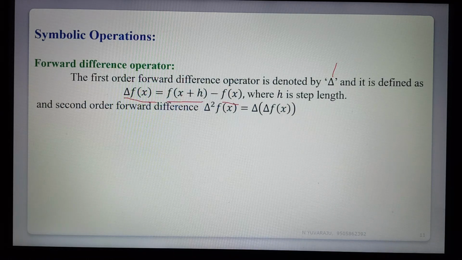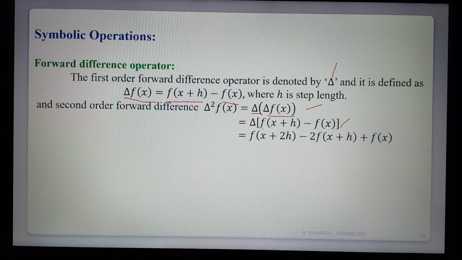Similarly, the second order is the difference between first order differences, that is del square f of x is equal to del of del f of x. Del f of x plus h means the next value, x plus 2h, that is f of x plus 2h minus f of x plus h. Similarly del f of x is f of x plus h minus f of x. Adding, we get f of x plus 2h minus 2 into f of x plus h plus f of x. This is the second order forward difference operator.